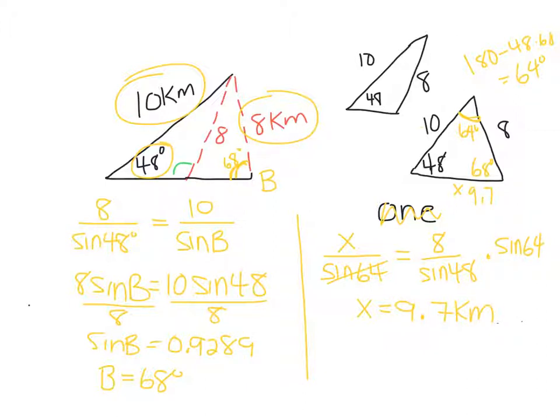9.7. So we've just figured out this whole triangle, with angles 48, 64, and 68 degrees, and our three sides are 10, 9.7, and 8. And if you didn't know anything about the ambiguous case, that is the answer you would get. That's the only answer you would get if you're in grade 10 math right now.